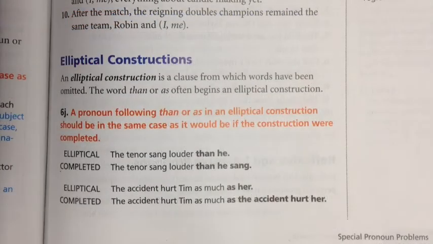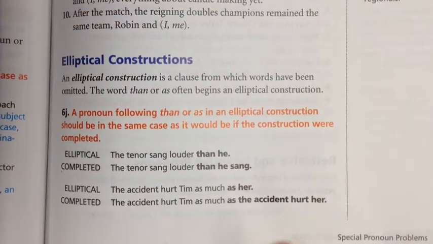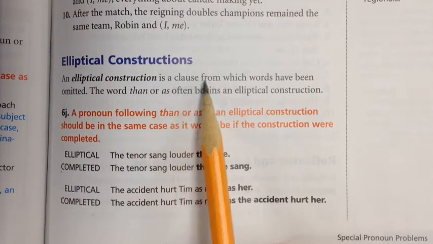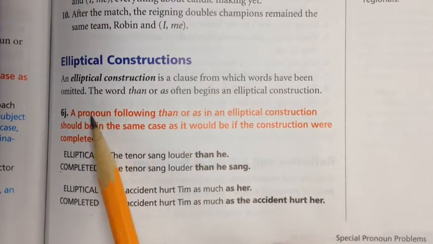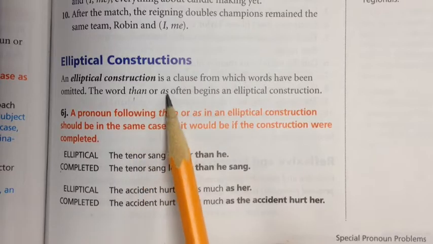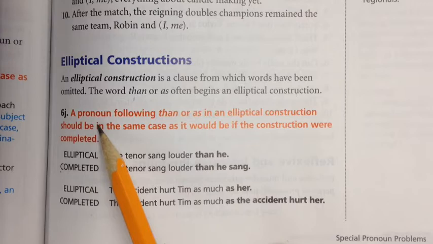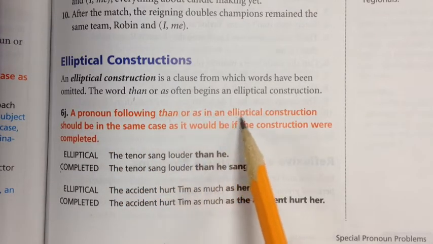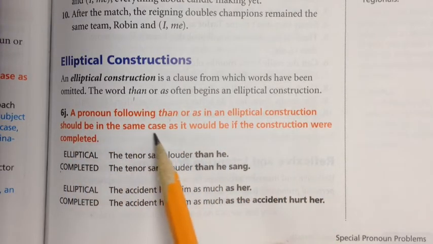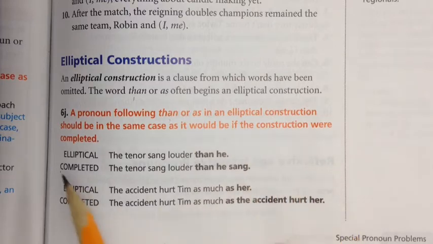In part 2 here, we're going to look at elliptical constructions. An elliptical construction is a clause from which words have been omitted. The word than or as often begins an elliptical construction. And the rule is a pronoun following than or as in an elliptical construction should be in the same case as it would be if the construction were completed.